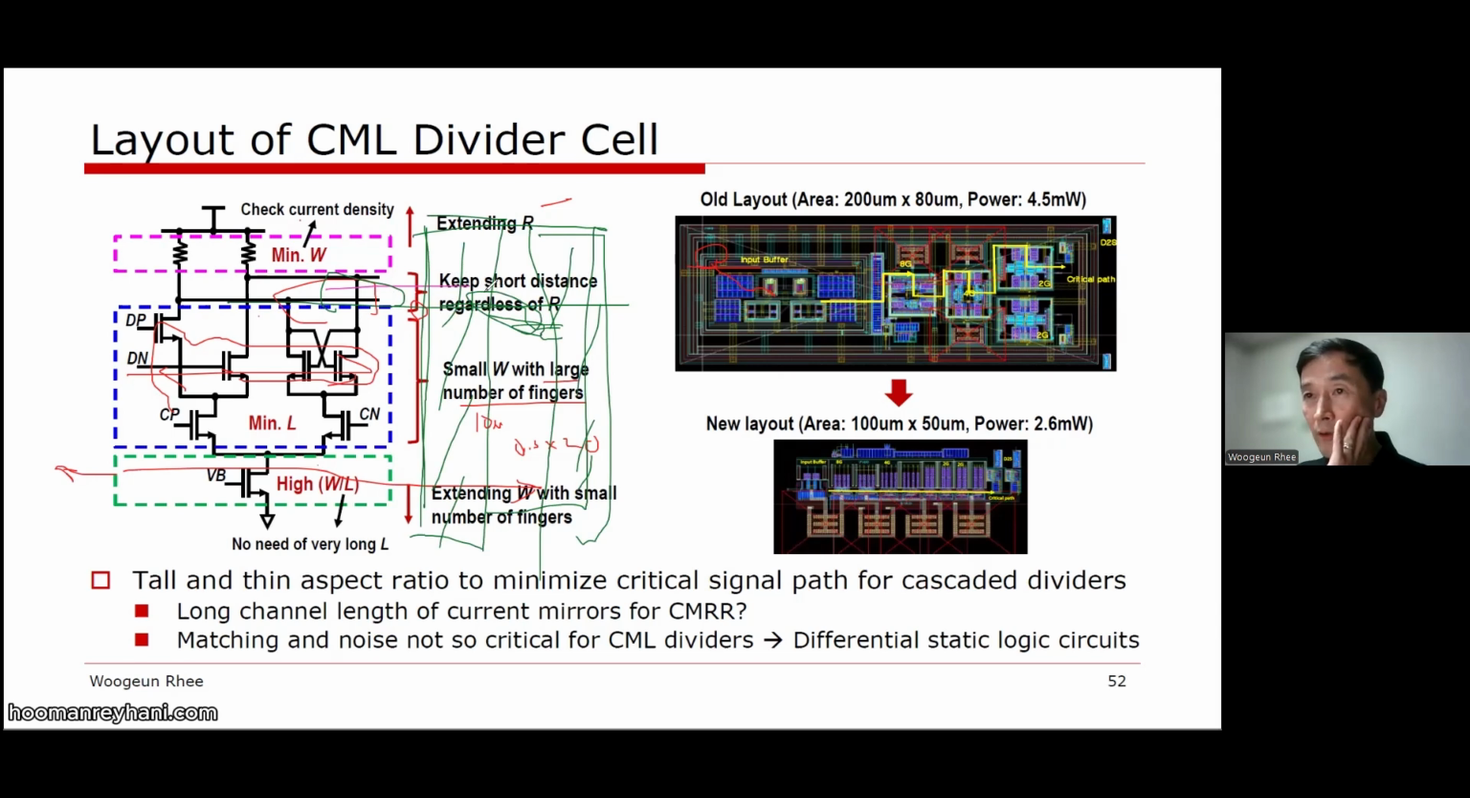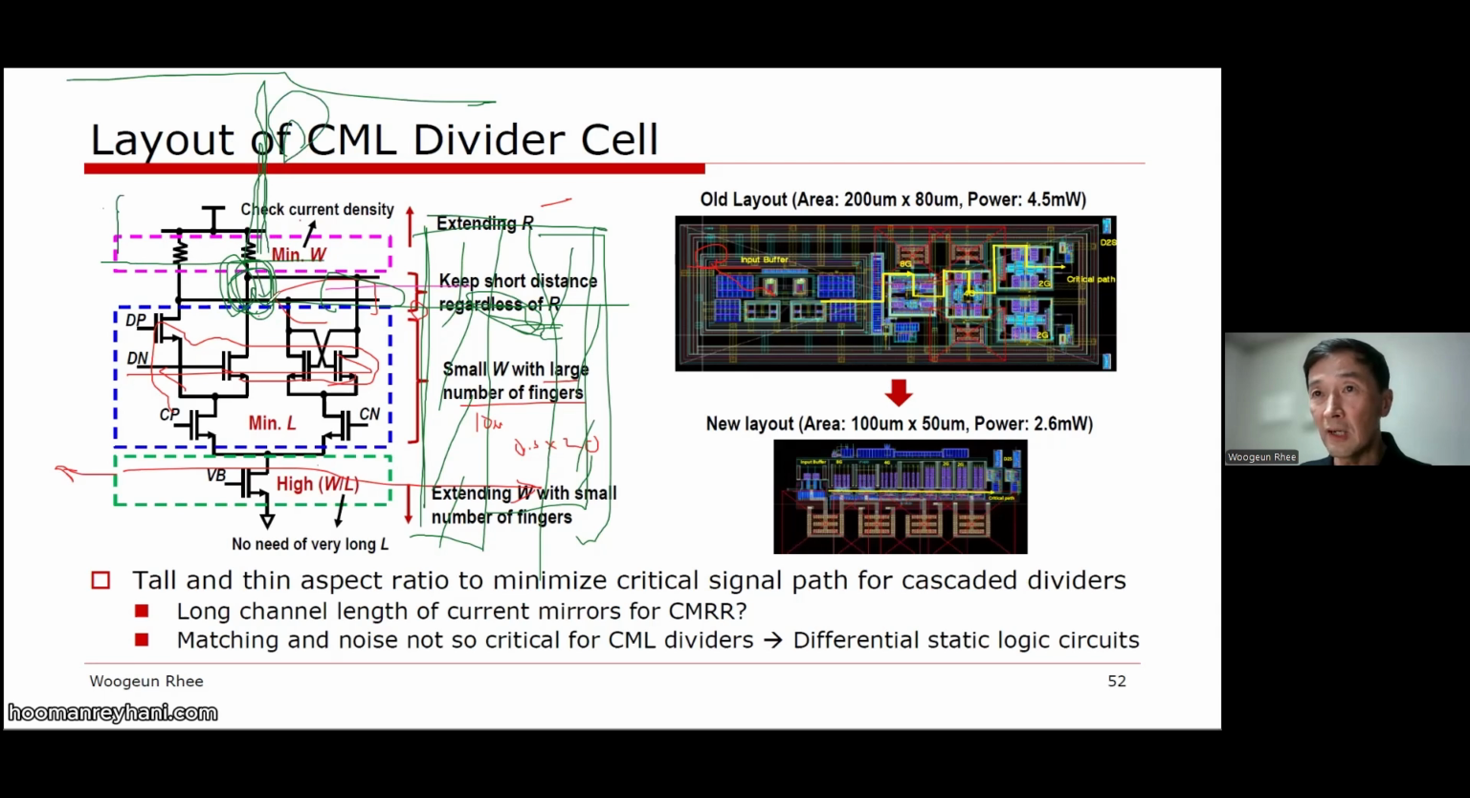So how do you make it tall and thin? First, this is the critical path point. You have to minimize the parasitic capacitance. Sometimes you have a large resistor, sometimes you have a small resistor. Regardless of this, do not align this part. You must align this part, and this one can be extended if you have a large R, and then this size can be large, but this part is not critical.